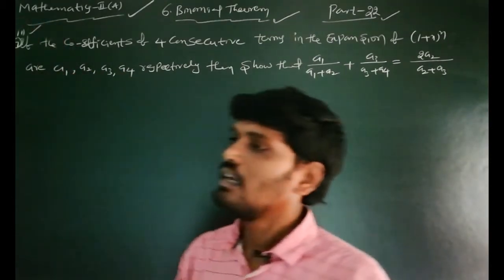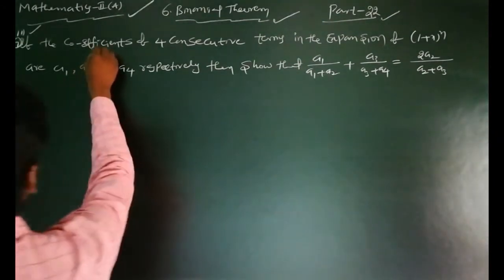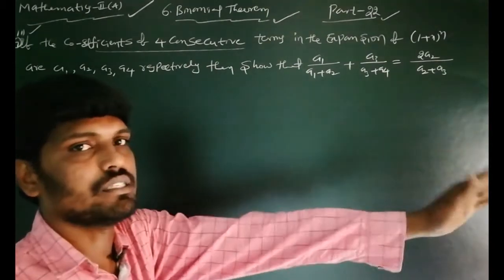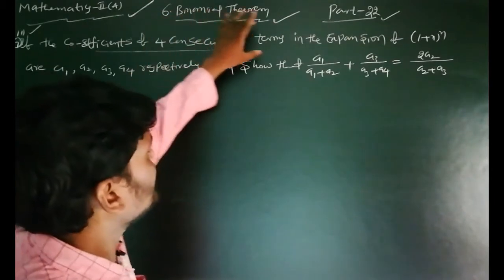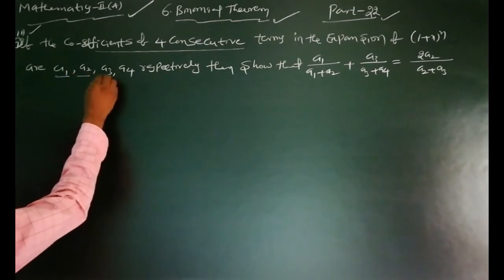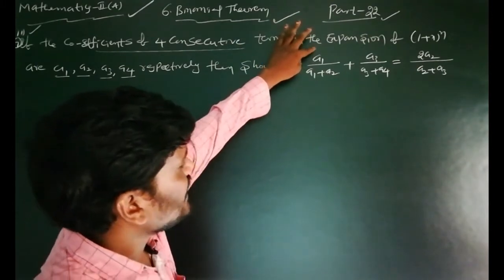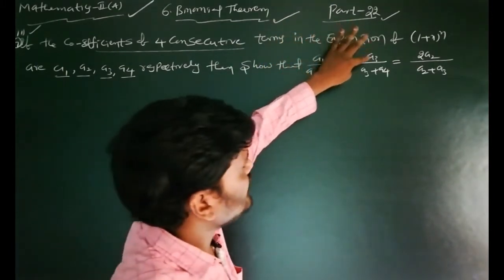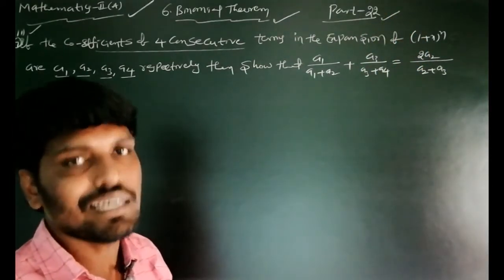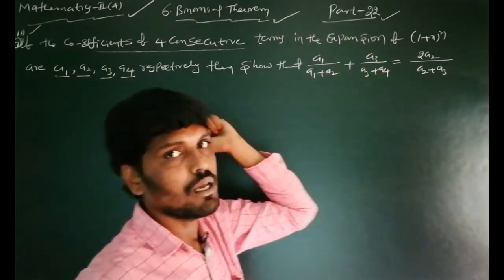This 7 marks question in the textbook is Roman number 3, question number 7. What is the question? If the coefficients of 4 consecutive terms, what is the meaning of consecutive? Consecutive means in sequence, continuous terms. If 4 consecutive terms in the expansion of (1 plus x) power n are a1, a2, a3, a4 respectively, then show that a1/(a1 plus a2) plus a3/(a3 plus a4) is equal to 2a2/(a2 plus a3).